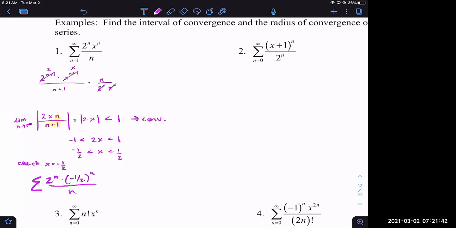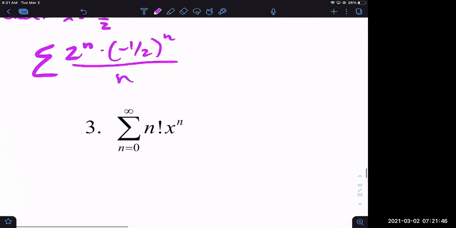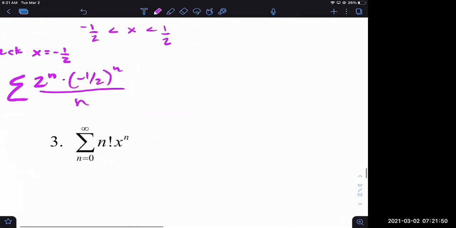Okay, so I'm just replacing the x with that endpoint value. Now I have to prove convergence or divergence of this series. To prove convergence or divergence of this series, I want to try to simplify it. I'm going to look ahead. Okay, so I'm going to focus on this piece right here.